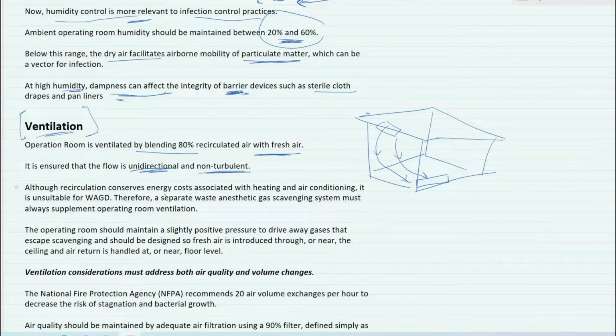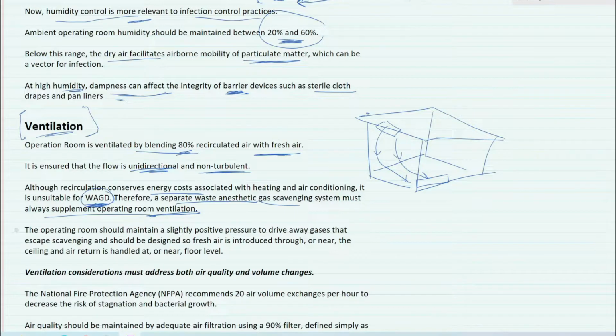Although recirculation conserves energy and cost, there is a huge downside. Because if 80% of the air is recirculating, we know that this would also constitute waste anesthesia gases. So this is why a separate waste anesthesia gas scavenging system is needed, and it is applied to almost most OTs. A dedicated scavenging system is not that common everywhere, but there is some sort of a ventilation system for anesthesia gases present in the operation room.